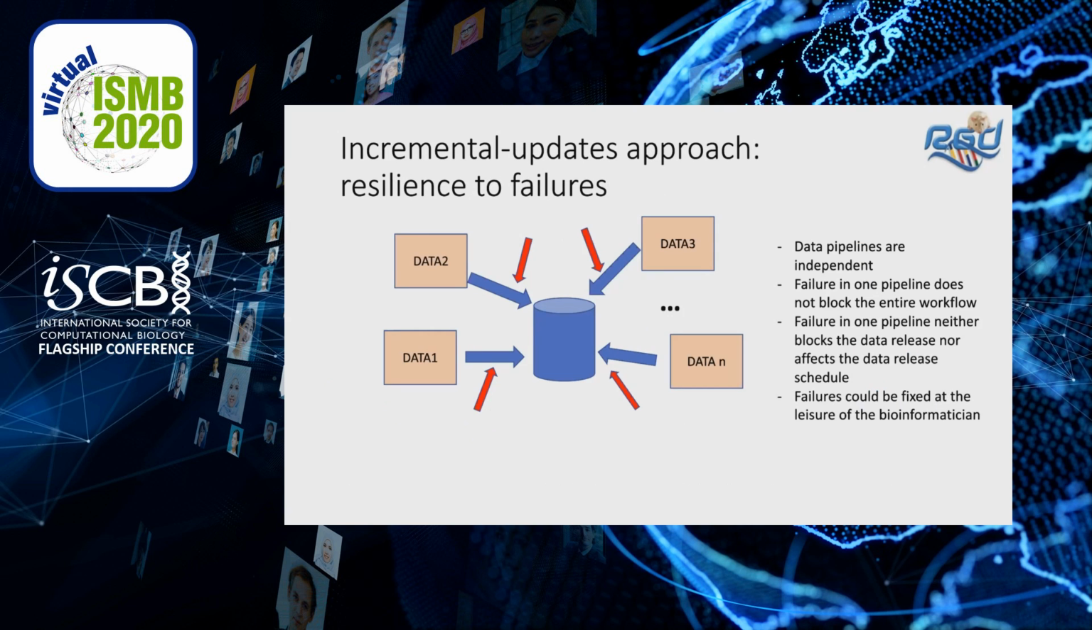With incremental updates, however, we don't have this problem. Data loading pipelines are independent from each other. If one or more break, they don't block the data release and they don't block other pipelines. Data in the staging database is still production quality, possibly slightly out of date due to one or more pipelines being broken. The data release process could be fully automated and usually requires very little supervision. Developers can focus fully on their project.